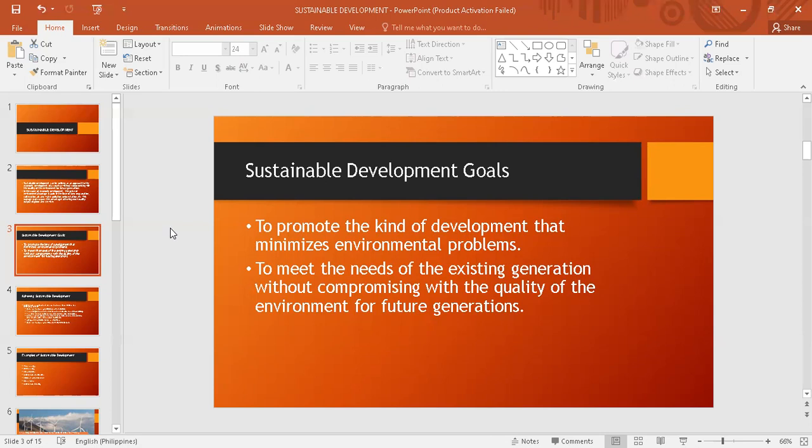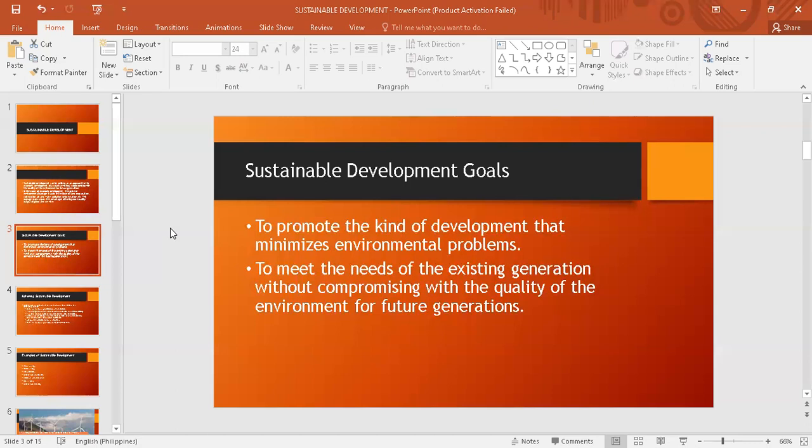So we have to have this sustainable development to minimize, if hindi man natin ma-stop, no, yung environmental problems, it is, I think, impossible to stop because we are utilizing everything in our environment, in our nature. Pangalawang development goal natin is to meet the needs of the existing generation without compromising the quality of environment for future generations.